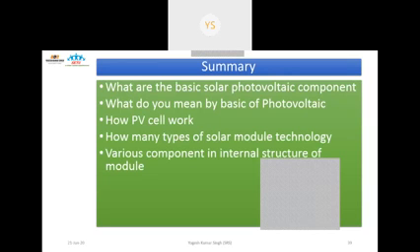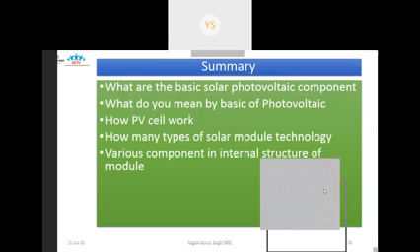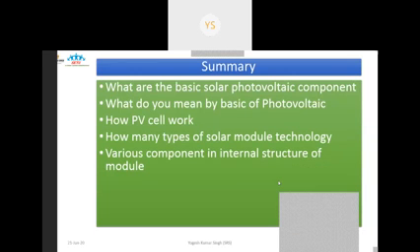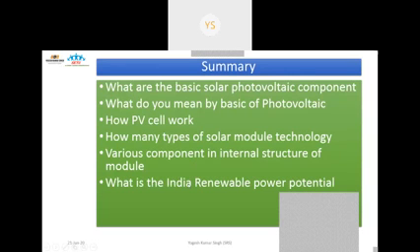The fourth point we discussed is the internal structure of the module and its various components. We use glass, a frame, and encapsulant material. These are the things used in the particular system. Then we covered renewable energy potential. In the present scenario, the total installed capacity in India is 371 gigawatts, and the total potential of renewable energy for India is 1000 gigawatts. So there is a lot of scope here for working in renewable energy.